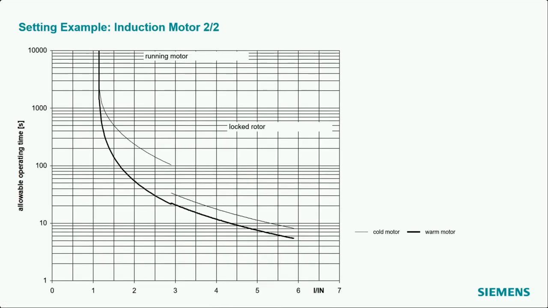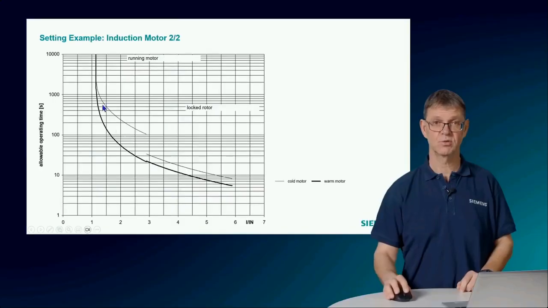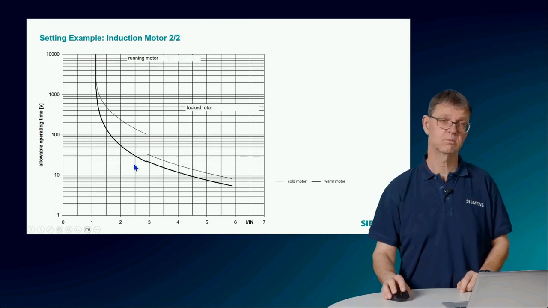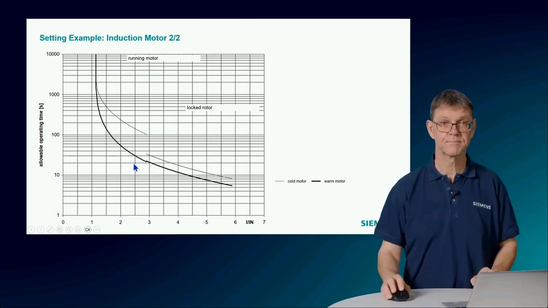Then we have a second information, a diagram here, these curves. We see here running motor and locked rotor. So the running motor is more the thermal curve for the stator, and here this is more for the startup. So here we have more the problem on the rotor side with the temperature, with the heat. And you see we have here 2 curves with a cold and with a warm state of the motor here.